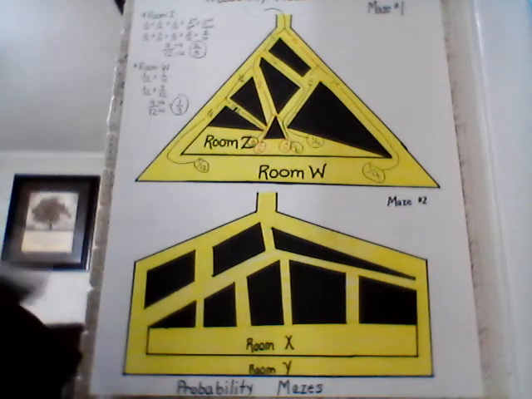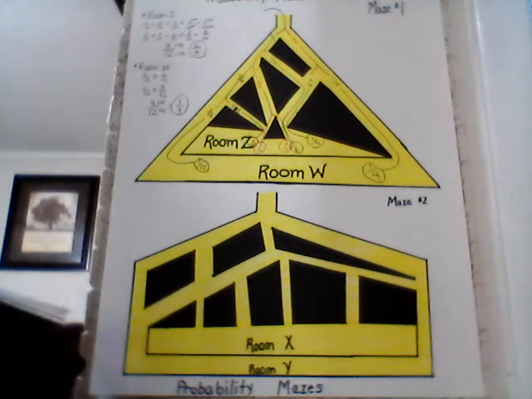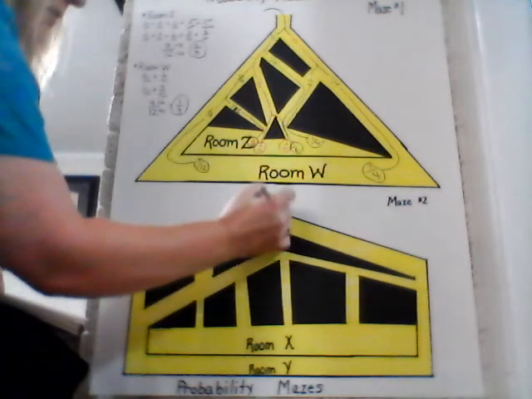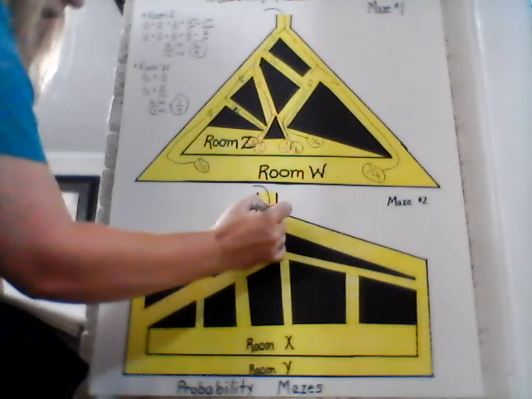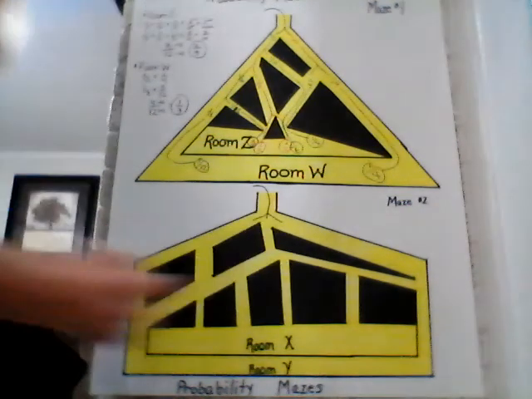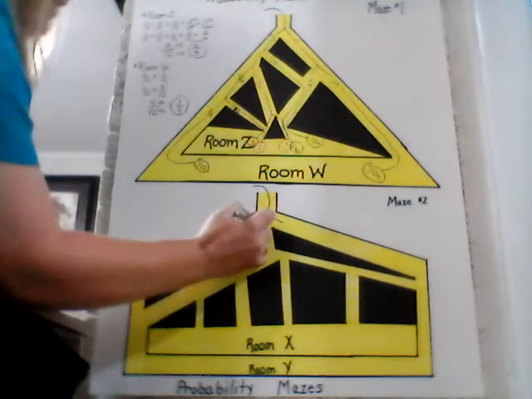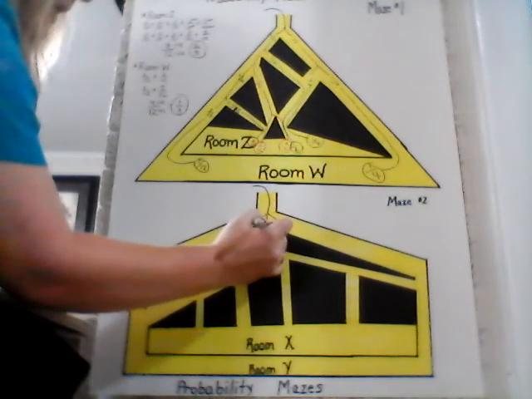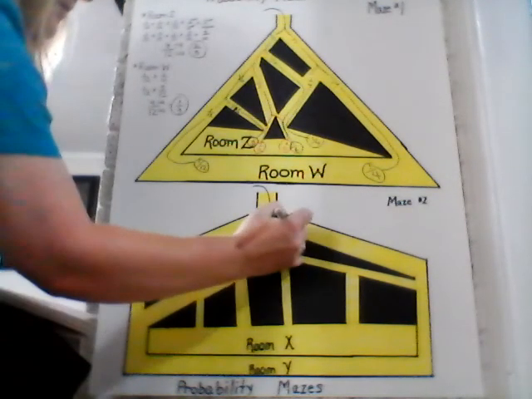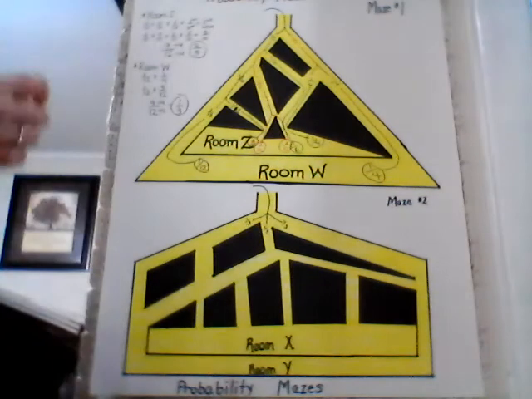Let's talk about maze number 2. Maze number 2 is going to start off with 3 paths that it can go. Because it starts with 3 paths, each path is 1/3.